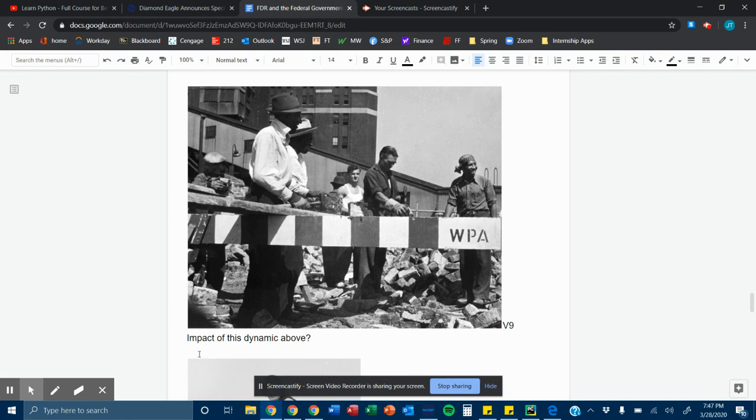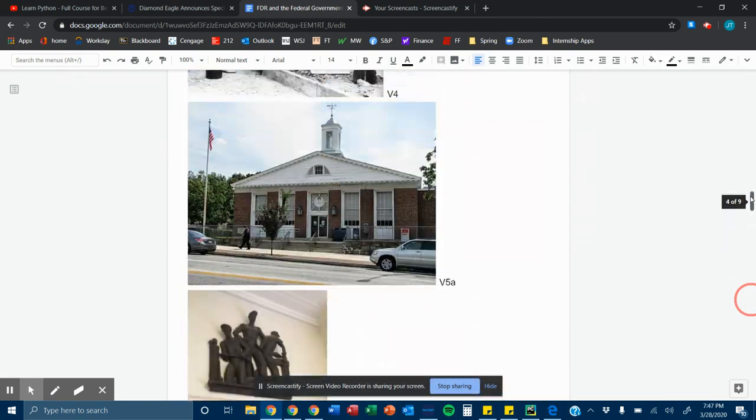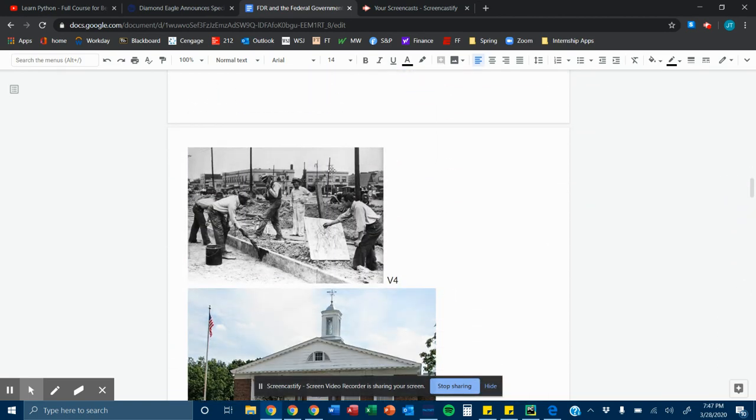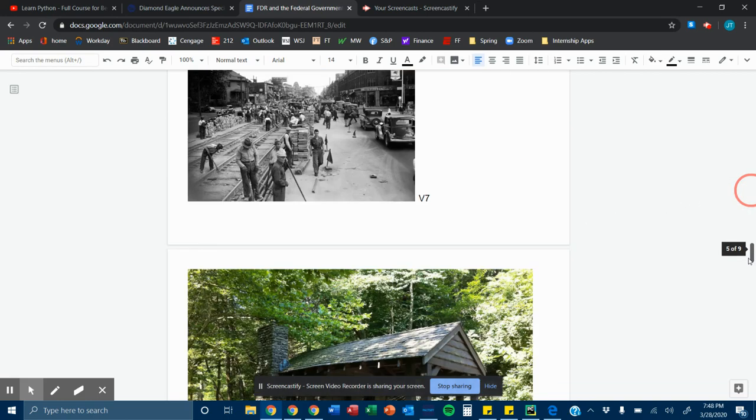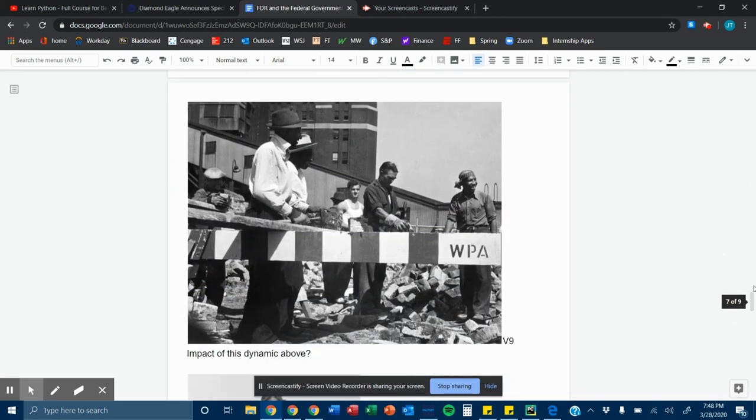I want you to look at this one for a second. Visual 9, the impact of this dynamic above. I think I had a picture up here as well. Yep, this picture would have the same dynamic, Visual 4. And by the way, here's another artist just creating another drawing, or maybe this will become a painting. But this guy's also hired by the WPA to, again, document all this work that people are doing. So we'll come back down to this one.